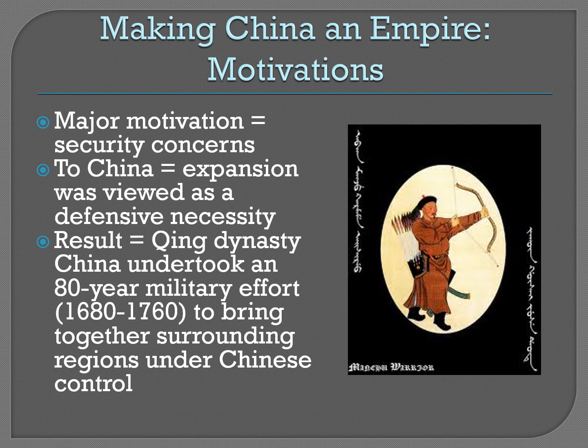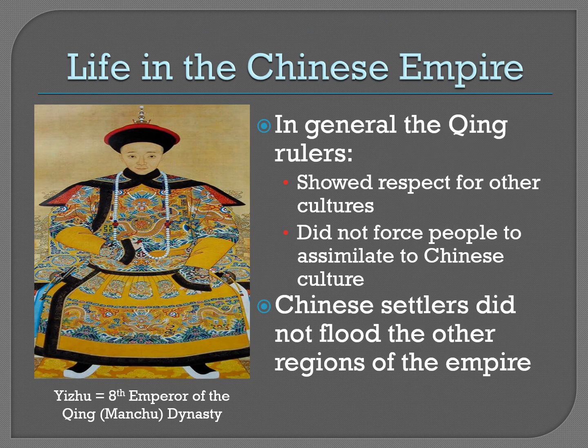So what motivates the Chinese? Well, security concerns, similar to Russia. We need to deal with these nomadic peoples like the Mongols and other nomadic tribes to the north and west of China, we need to find a way to control that and secure our interests and prevent them from running free and raiding, etc. So this expansion is a defensive necessity. The result is that they undertook an 80-year military effort to bring surrounding regions under Chinese control. This is a long-term project. A lot of war, a lot of fighting, and ultimately by 1670, fairly successful.